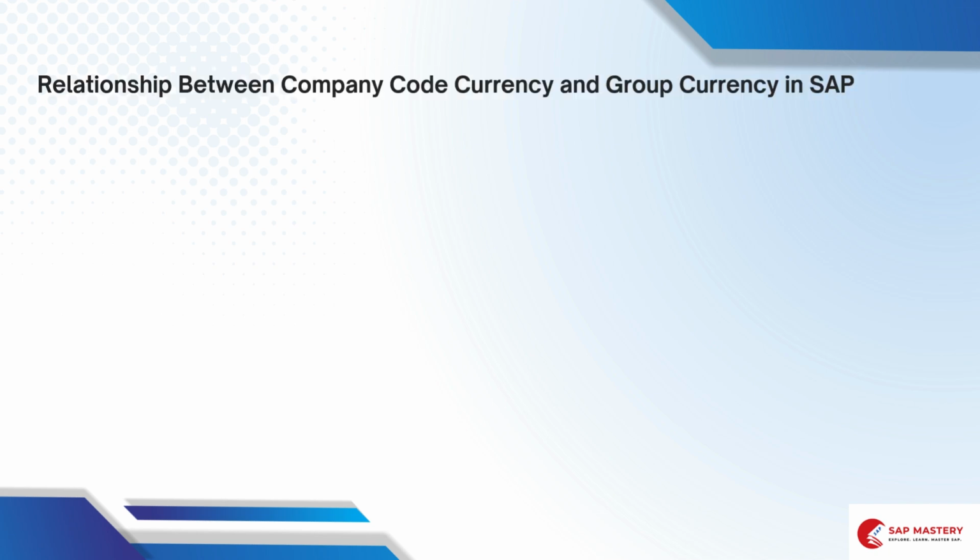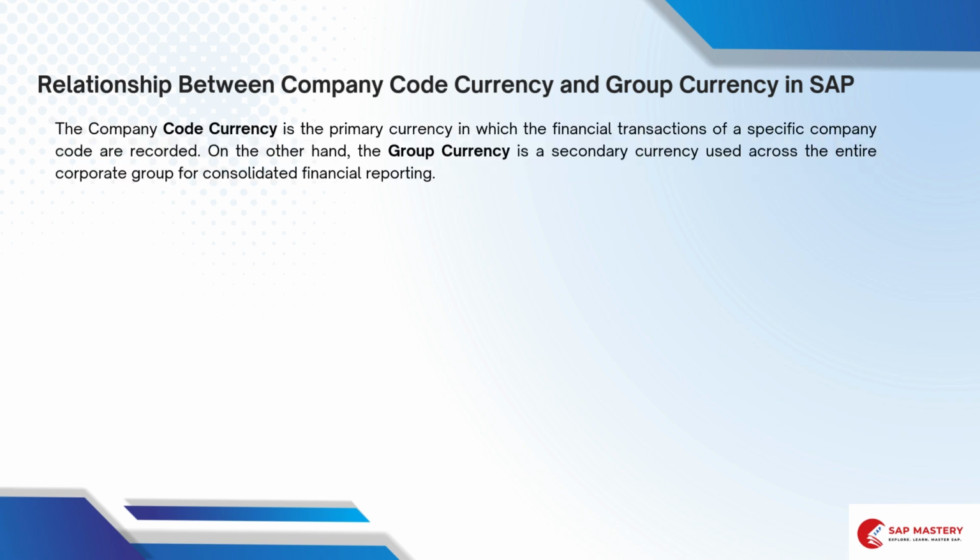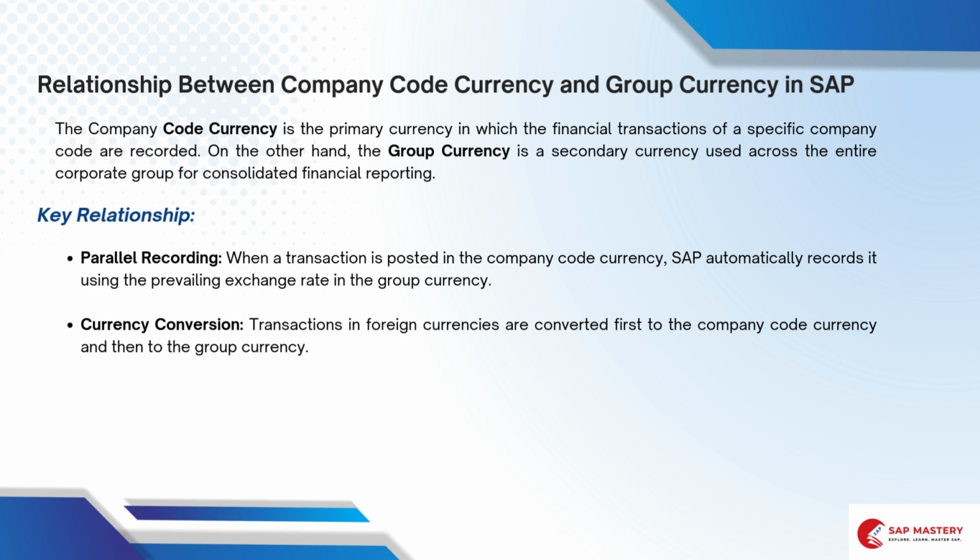Relationship between company code currency and group currency in SAP. The company code currency is the primary currency in which the financial transactions of a specific company code are recorded. On the other hand, the group currency is a secondary currency used across the entire corporate group for consolidated financial reporting. Key relationship, parallel recording: when a transaction is posted in the company code currency, SAP automatically records it using the prevailing exchange rate in the group currency.